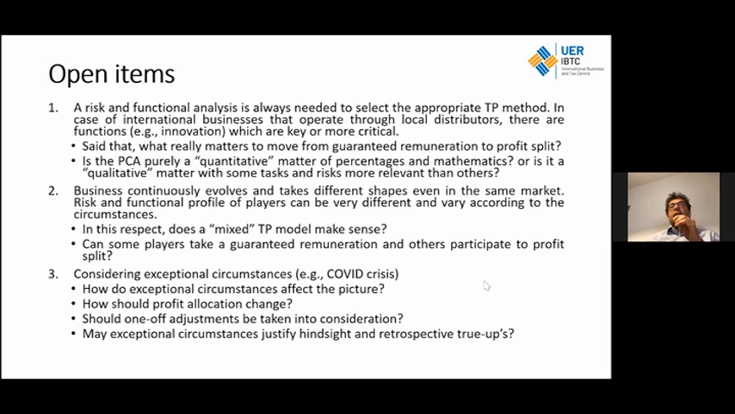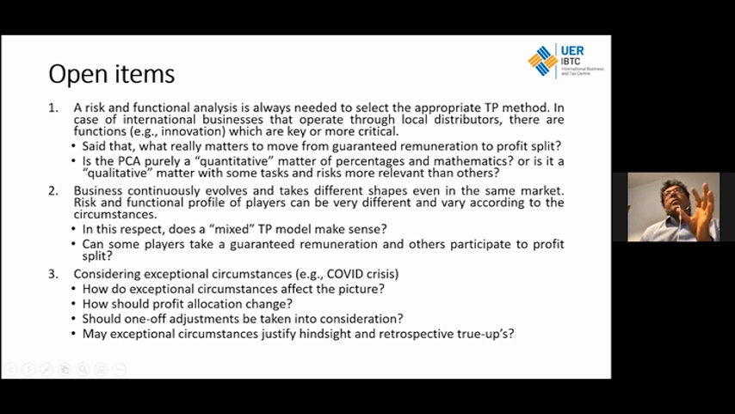The first one is about the contribution analysis, because Daniele illustrated very well how it is necessary to go through a functional risk analysis to understand how to allocate the profit, and whether to go to a fixed remuneration model or to a profit splitting.